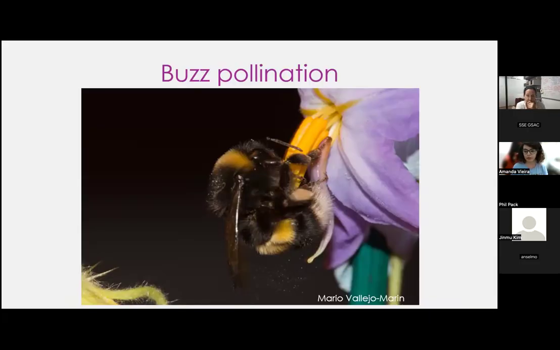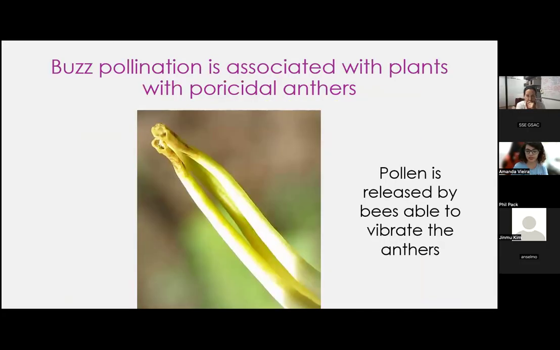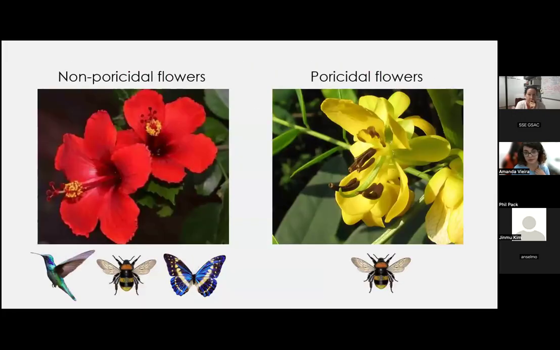These plants have a trait called poricidal anthers. These anthers are like a bottle, for instance, and the pollen is inside this anther, and it's only released when bees go there and vibrate the anthers. And besides bees, only 2 species of Diptera can vibrate the anthers. So basically, just bees can vibrate the anthers and release the pollen. So these plants are mandatorily dependent on bee pollination.